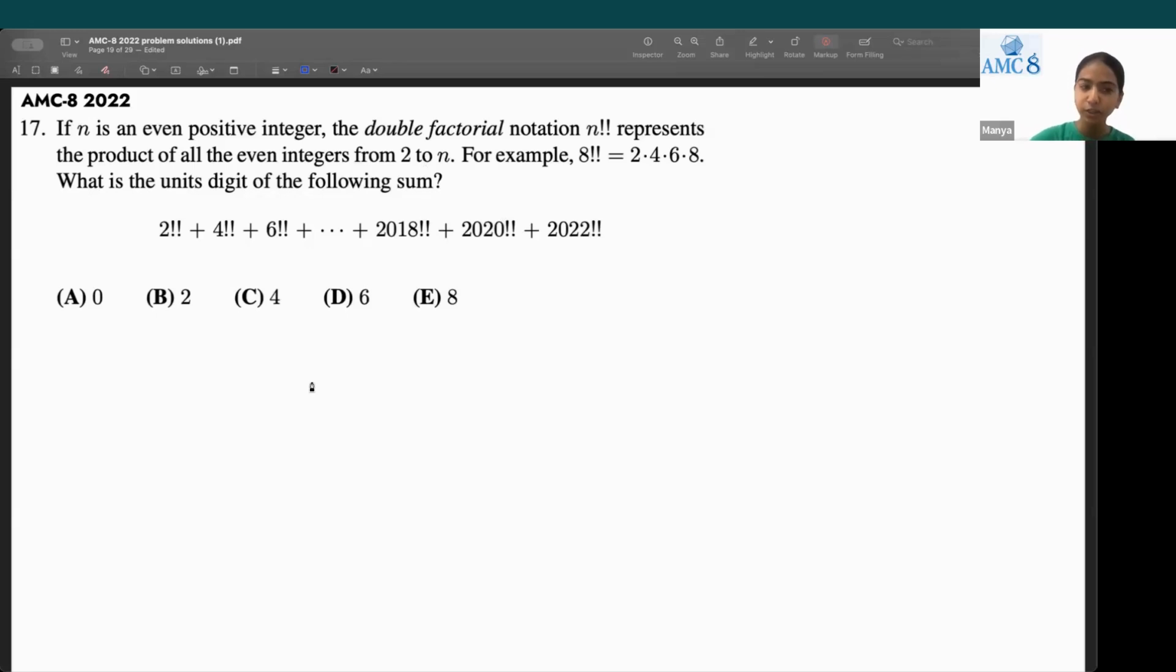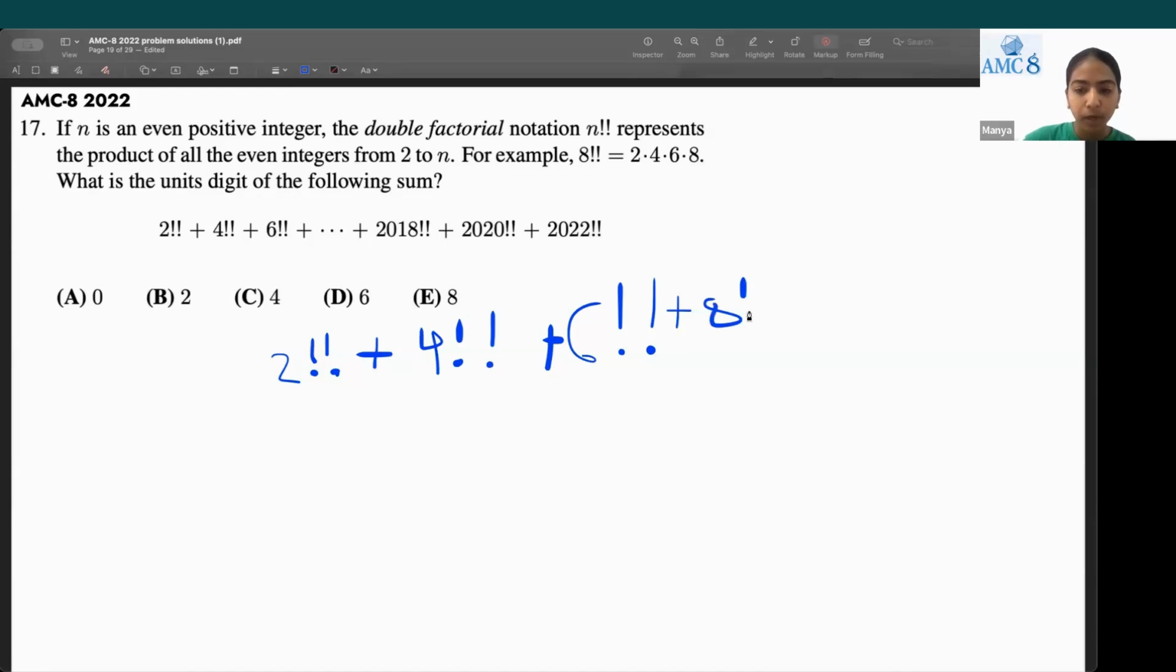And so we can just do 2 factorial factorial plus 4 factorial factorial plus 6 factorial factorial plus 8 factorial factorial. And we can just add up the unit digits. And so, once again, this is just the even numbers, so it won't be that hard to multiply them. And we will not have to do 10 factorial factorial because we will know that it will always end with a 0. So we can start by doing this and multiplying this.